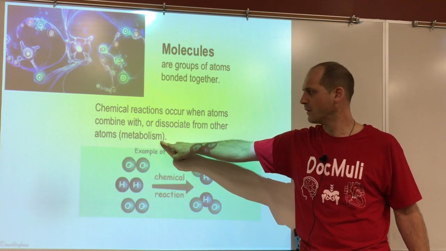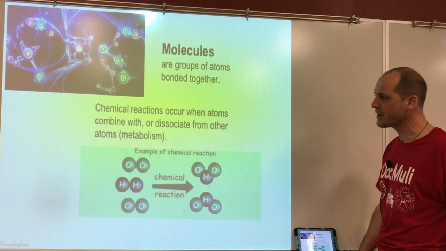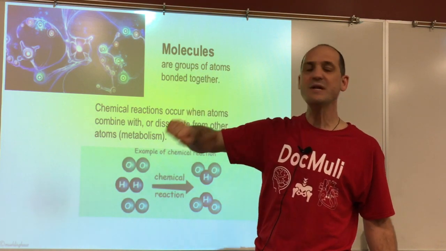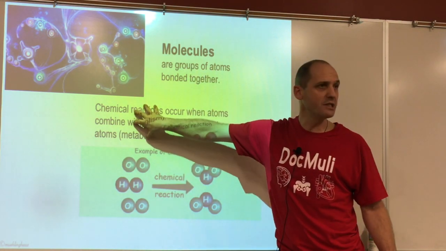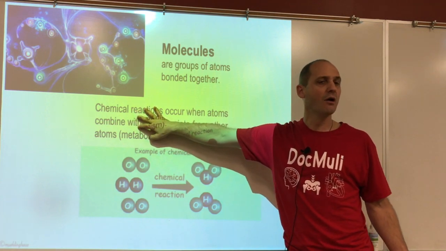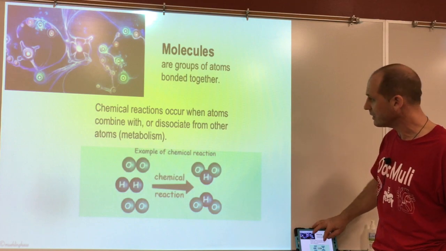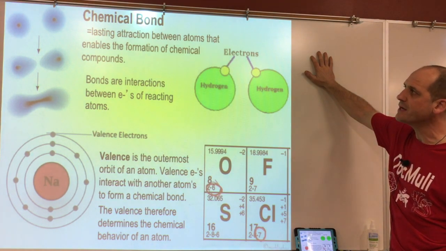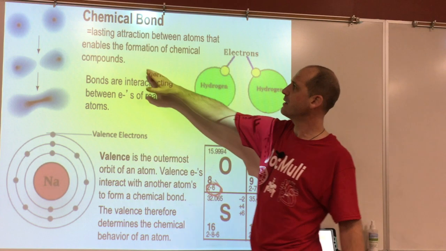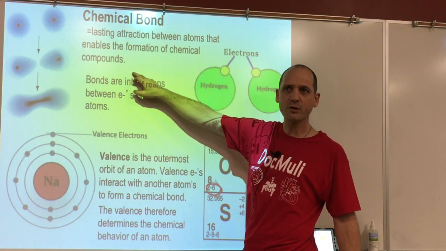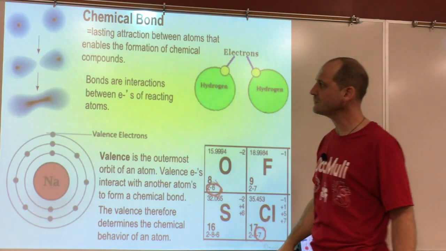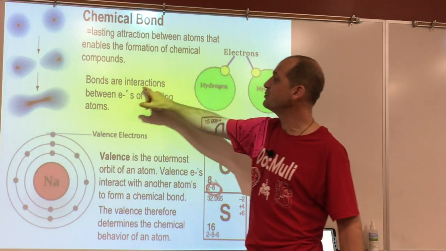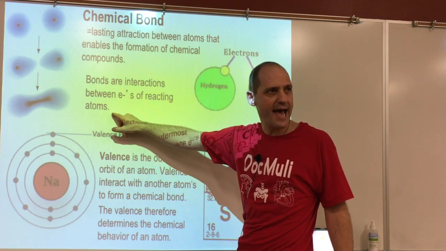It's chemical reactions. And from our perspective, when we go deeper, since we have these molecules or atoms that are bonded together, the connection between the atoms is what creates these reactions. So we have to talk about what makes these bonds, what makes these reactions happen. A chemical bond is an attraction between atoms, and that helps us make a chemical compound or a molecule. And bonds, when we go deeper, are interactions between electrons of reacting atoms.